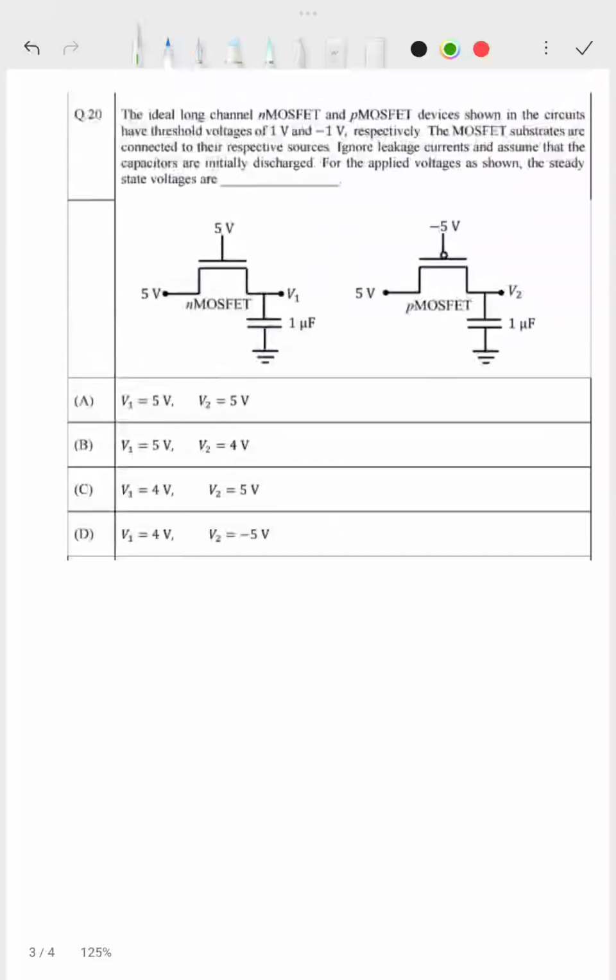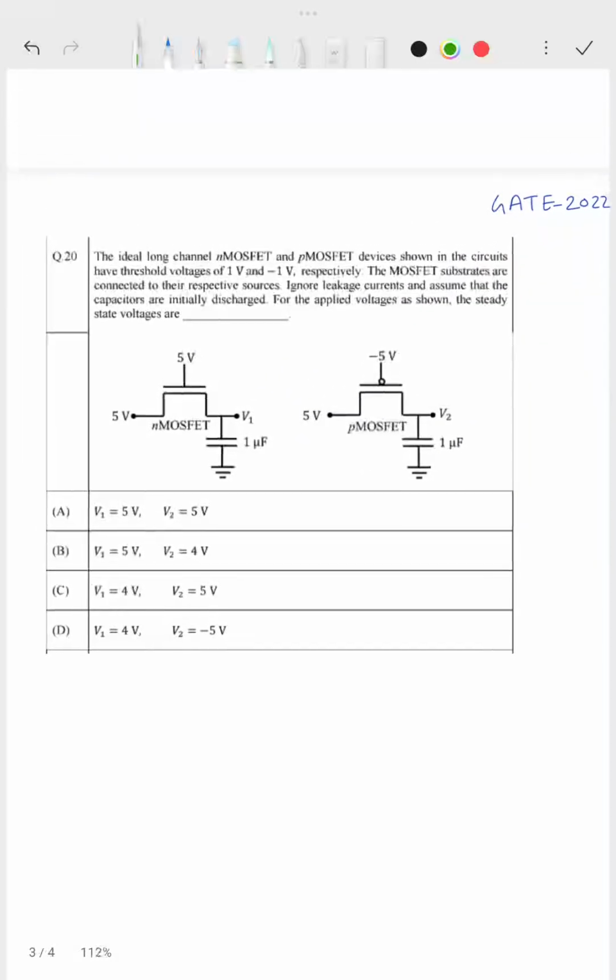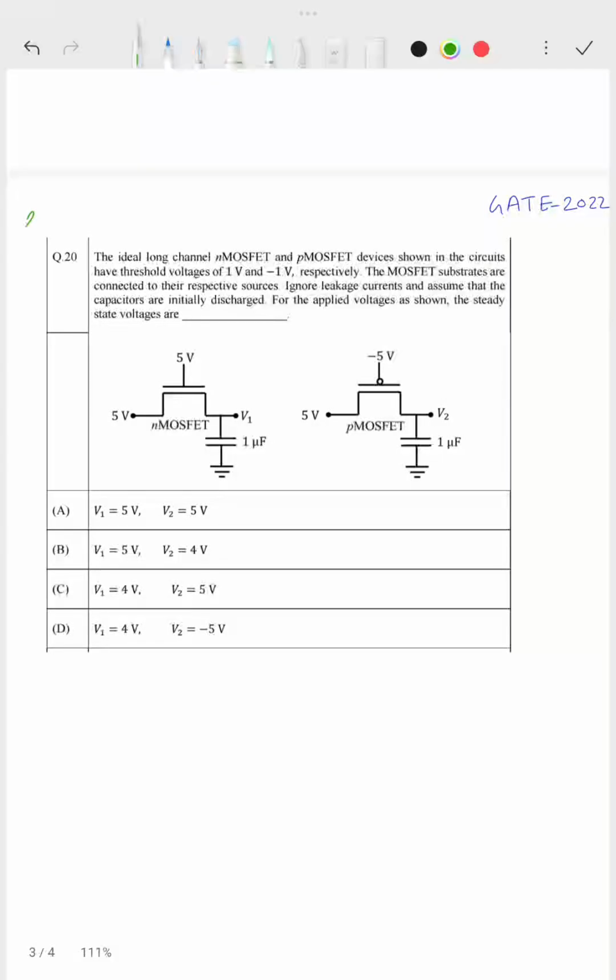Okay, now let us come to the second question. So again it is from GATE 2022, question 2.